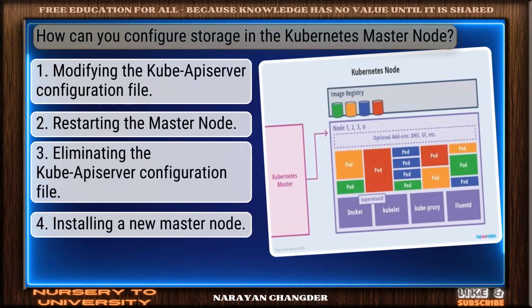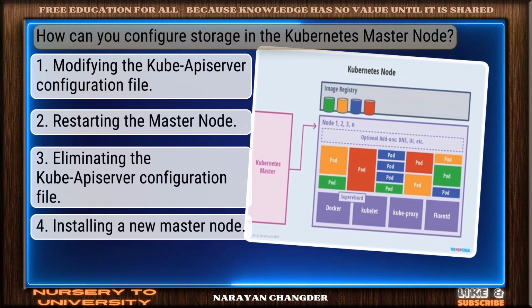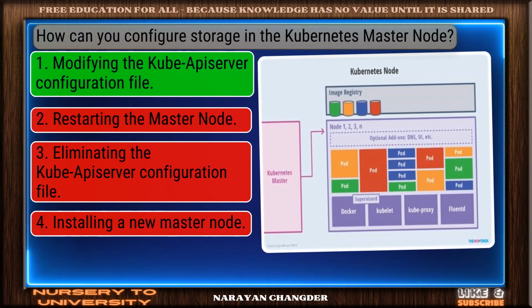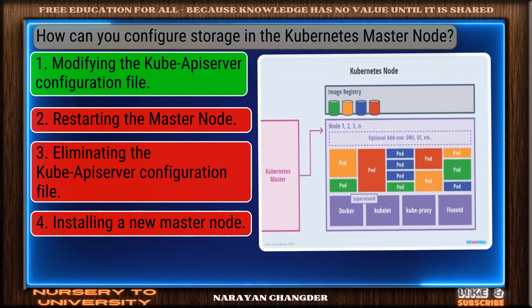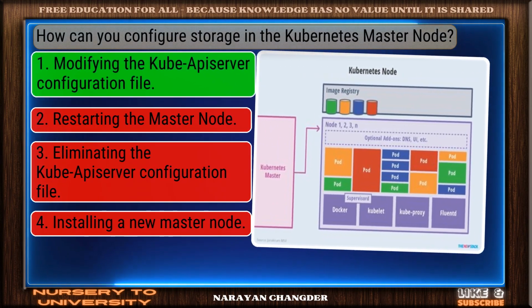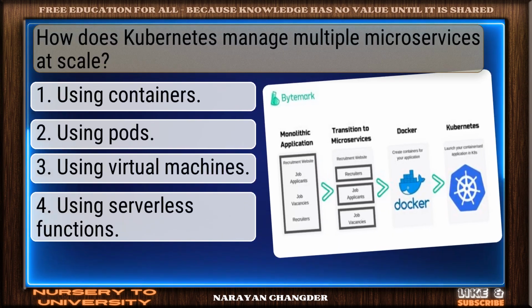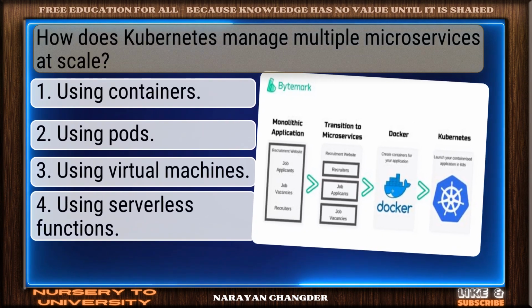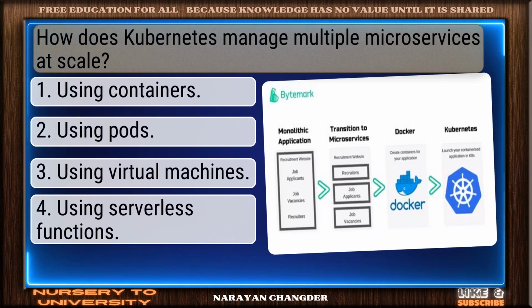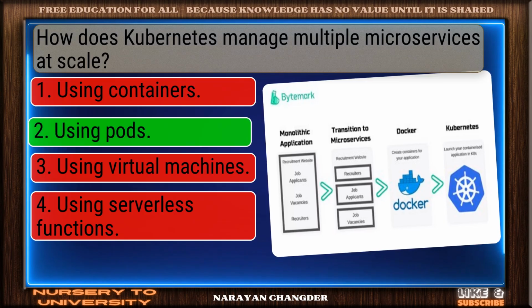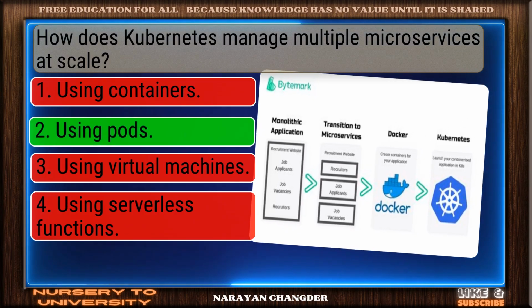Question number 17. How can you configure storage in the Kubernetes master node? Exactly. Modifying the kube-apiserver configuration file makes sense, and it is right choice. Question number 18. How does Kubernetes manage multiple microservices at scale? You got it. Your choice using pods is right.